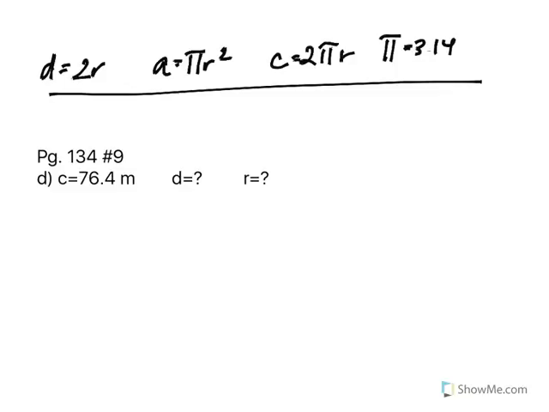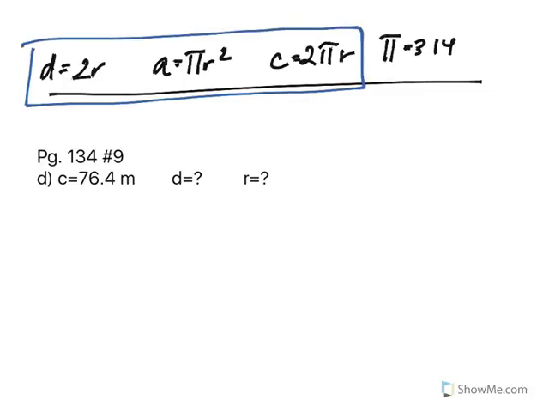Now, I think something that would be very helpful for you every time you do circle problems is to write these 3 formulas at the top of the page every time. Diameter equals 2 times the radius, area equals pi r squared, and circumference equals 2 pi r. Because then when you get a problem, like number 9 on page 134, you have your given info right here, you match the number that you're trying to find with the equation up here. So they give me C, so I find the circumference up here. The equation is C equals 2 pi r.